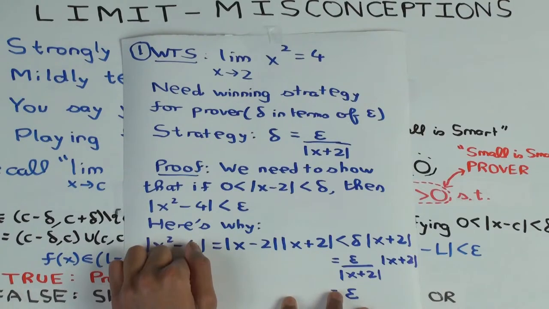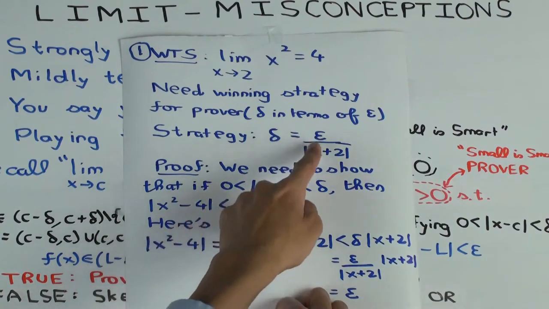Well, in what order do they play their moves? The skeptic chooses epsilon, then the prover chooses delta, then the skeptic has to choose the x value. So when the prover is choosing the delta, what information does the prover have? Just the information on epsilon. So the mistake was that the prover didn't know the x value yet. The strategy cannot depend on x.